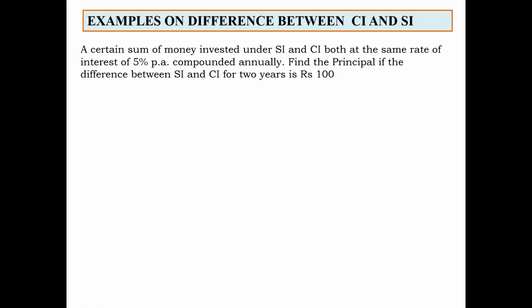Look at this question. A certain sum of money invested in SI and CI, both at the same rate of interest 5% compounded annually. Principal is to be found if the difference is 100 rupees for 2 years.